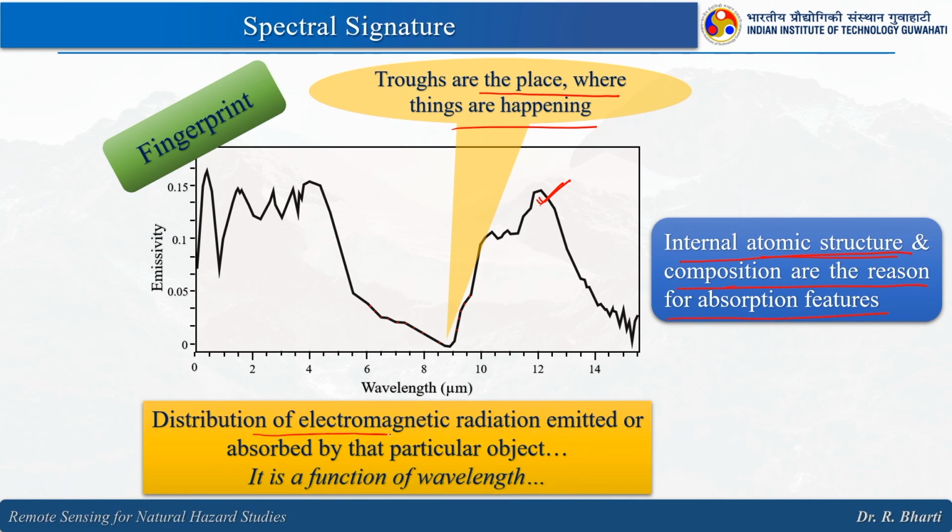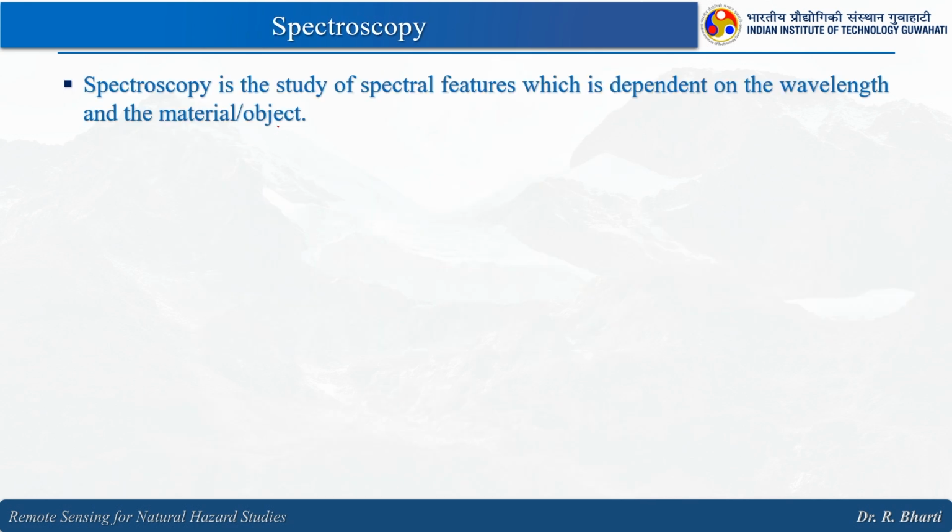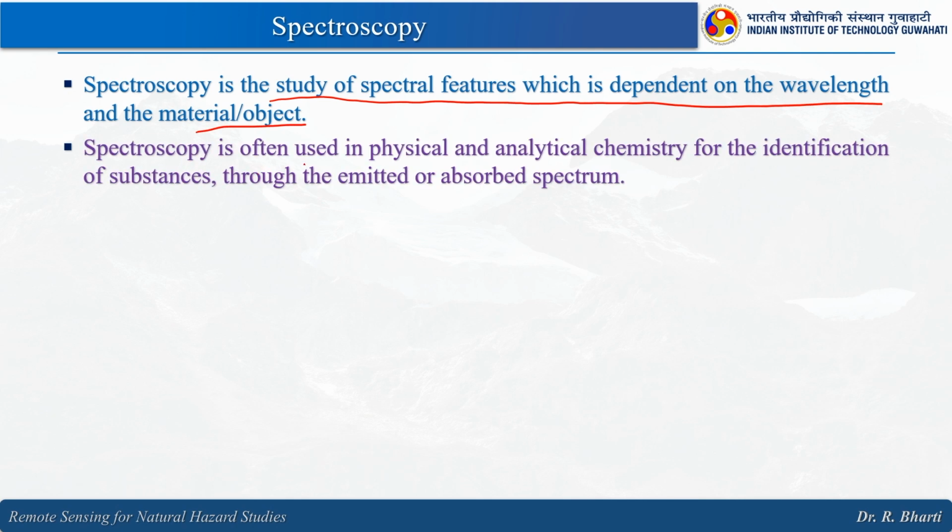The distribution of electromagnetic radiation emitted or absorbed by a particular object is a function of wavelength, which is very, very important to remember. Now, spectroscopy is the study of spectral features which are dependent on the wavelength and the material or object, right. Spectroscopy is often used in physical and analytical chemistry for the identification of substances through the emitted or absorbed spectrum.